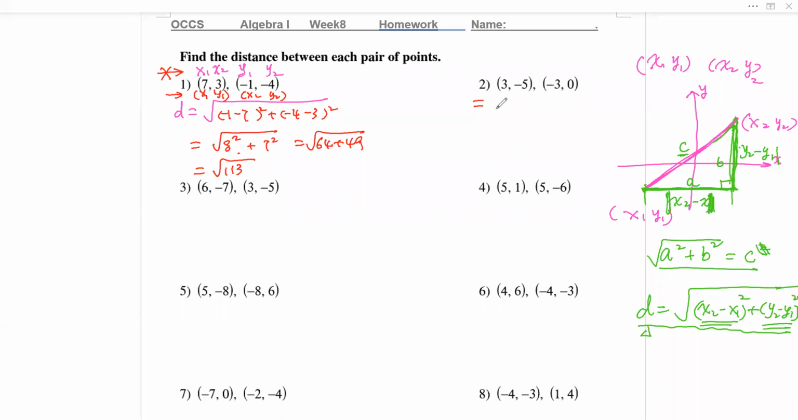Second one. The distance between these two points: x1, y1, x2, y2. This is the correct way to mark it, not x1, x2. Please keep this in mind. So x2 minus x1, y2 minus y1. You got 9 squared plus 5 squared. I mean, not 9, here it is 6. So 36 plus 25, that's 61.